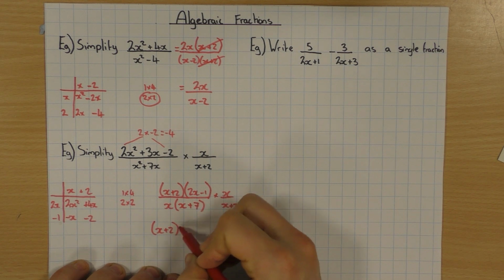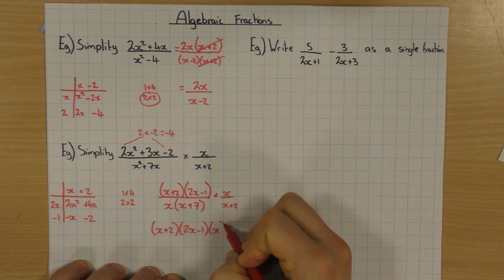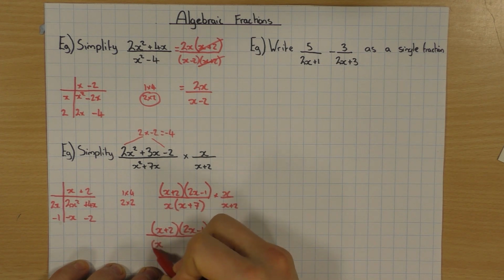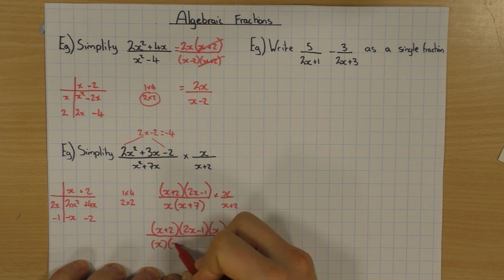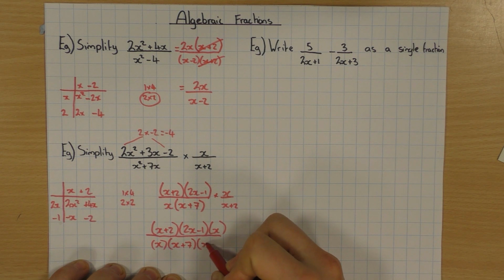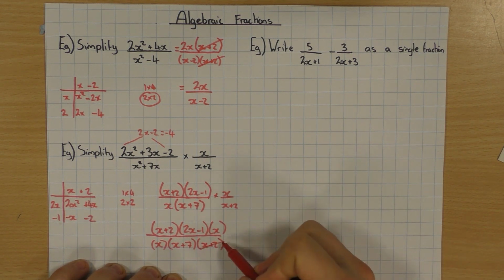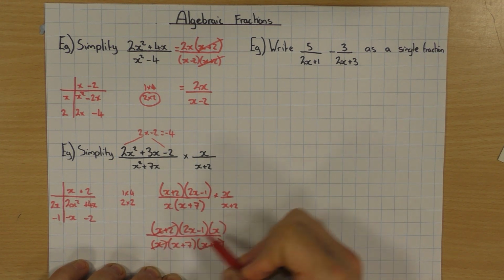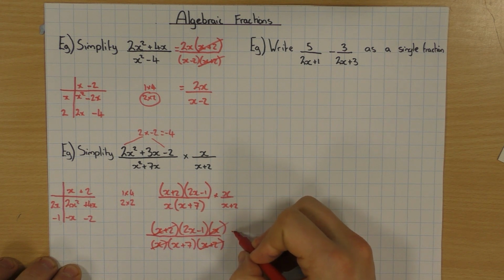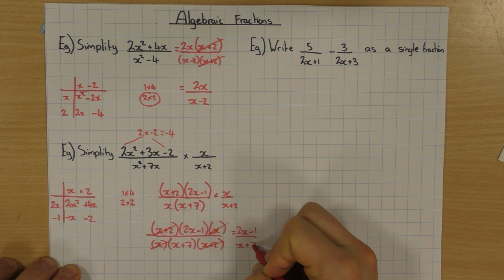We'll have x plus 2, 2x minus 1, then times the x, all over my x there. I'll put it in brackets, just to make sure everyone's happy and see it's separate. Then I've got my x plus 7, then I've got my x plus 2. See what's the same, you might already be ahead of me. X plus 2, x plus 2, x and x. So everything cancels apart from the 2x minus 1. And then obviously the x plus 7 on the bottom.